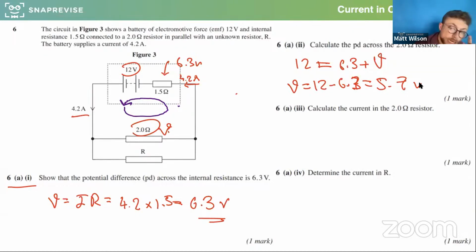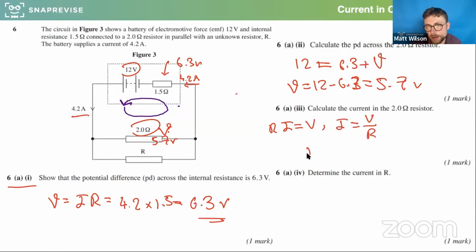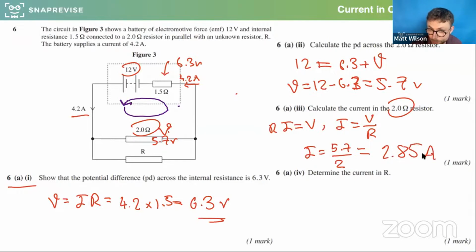6A. Calculate the current in the 2 ohm resistor. Great. Let's annotate our diagram. We know this is 5.7 volts now. So how do we calculate current? By Ohm's law, V equals IR. In other words, I equals V over R. So our current is going to be the voltage, which is 5.7, and they've even reminded us that the resistance is 2 ohms. Altogether, check that in a calculator, you'll get 2.85 amps.